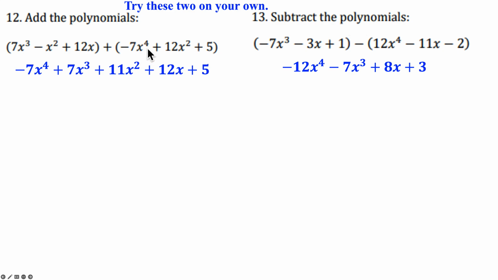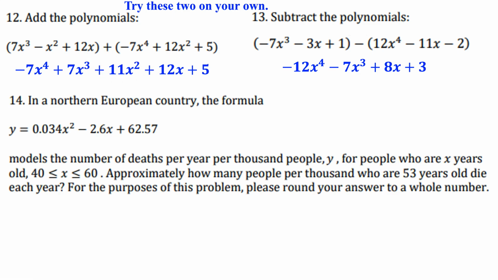Again, looking for your largest power first. And then writing them in descending order and combining them. All right, and 14. In a Northern Europe country, the formula y equals 0.034x squared minus 2.6x plus 62.57 models the number of deaths per year per 1,000 people for y. So that means when we find our y value, you must multiply it by 1,000. For people who are x years old, between 40 to 60 years old, approximately how many people per 1,000 who are 53 years old die each year? For the purpose of this problem, please round your answer to a whole number.